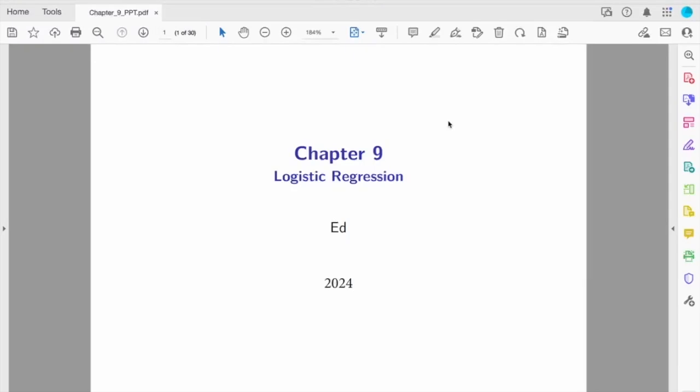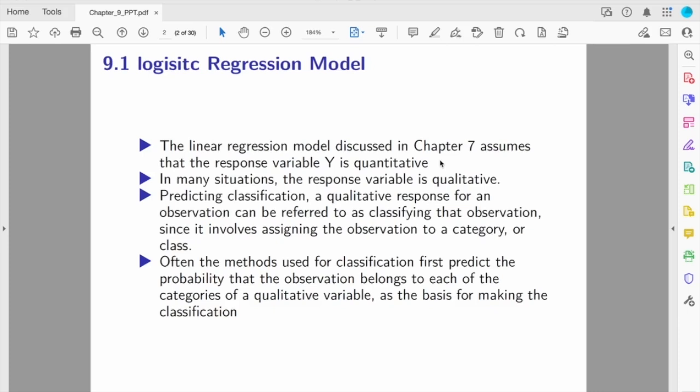In this chapter, chapter 9, we are going to discuss logistic regression. In the past chapters, we discussed linear regression models because the response variable was quantitative. So we used predictor variables to estimate the response variable, which was numerical or quantitative. But sometimes the response variable contains classes or categories, so it is not quantitative, it's qualitative or categorical.